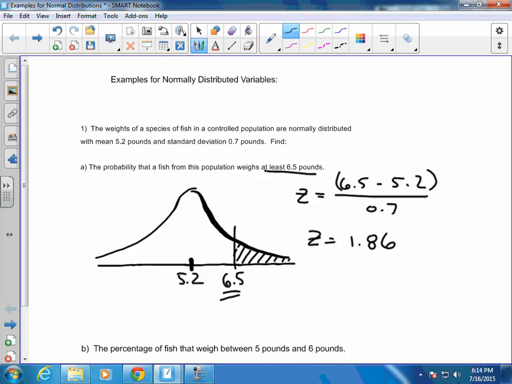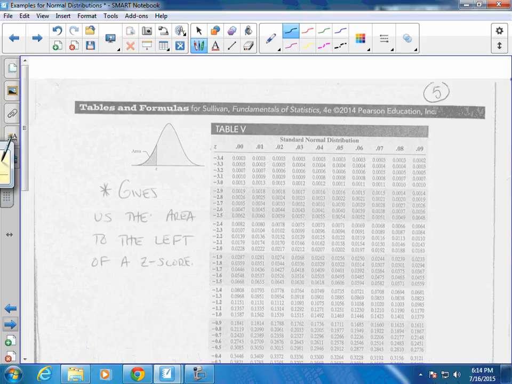All right, so I'm getting 1.86, and we can always round off our z-scores to 2 decimal digits because that's all our table has. All right, so we got to find the area to the right of a z-score of 1.86. All right, so we have this standard normal table. It's available on Blackboard, and we got to pay attention to the fact that this gives us the area to the left of a z-score. All right, so I got to find z-score of 1.86.